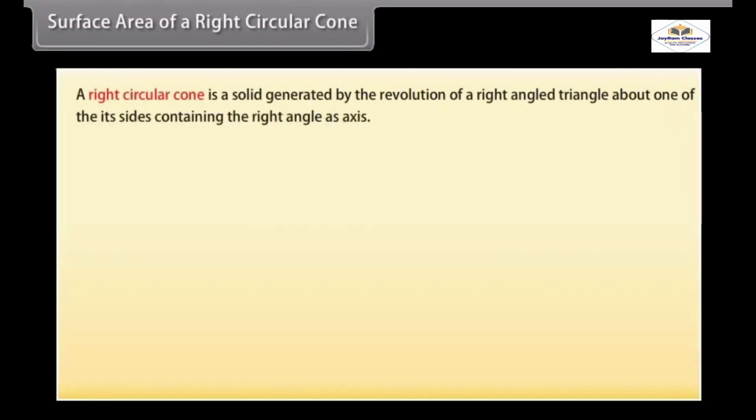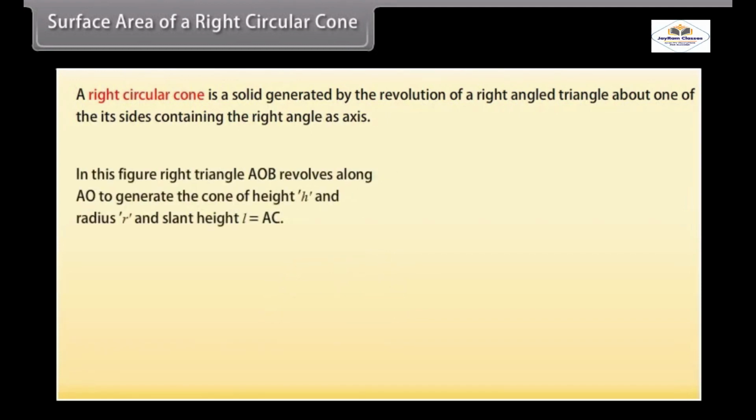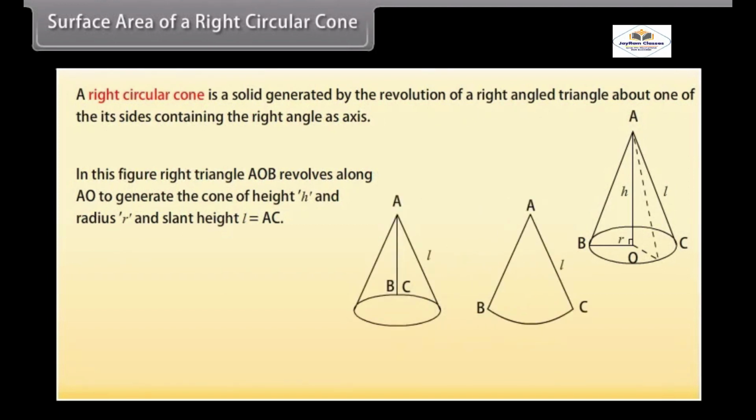Surface area of a right circular cone. A right circular cone is a solid generated by the revolution of a right-angled triangle about one of its sides containing the right angle as axis. In this figure, right triangle AOB revolves along AO to generate the cone of height h and radius r, and slant height L is equal to AC.